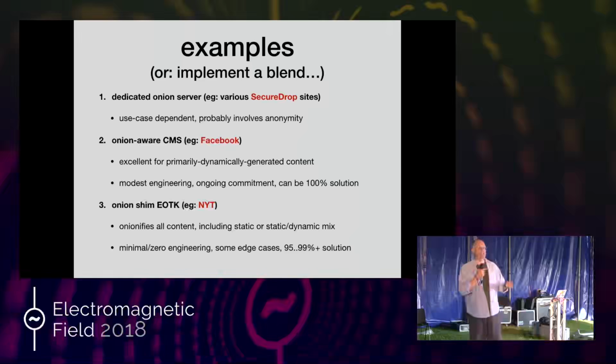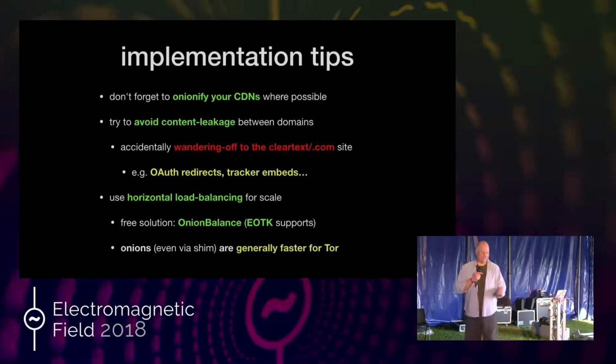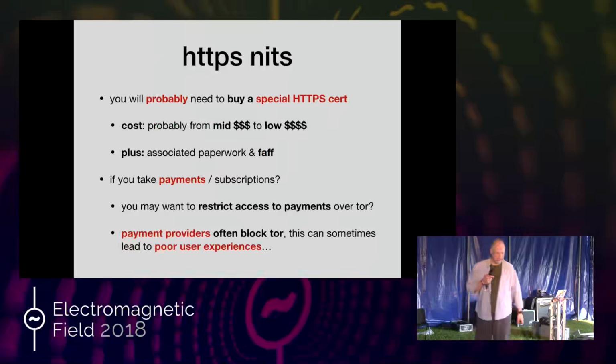And the New York Times has a shim which rewrites all of the content for their nytimes.com site to be in terms of Onion addresses, so that you can browse the NY Times site using an Onion address, which is under their control. Implementation tips: it's nice to be consistent. This slide is probably a little too verbose for this particular presentation.